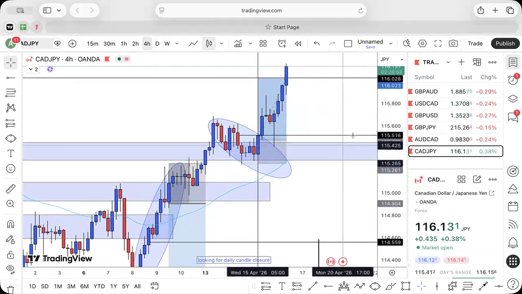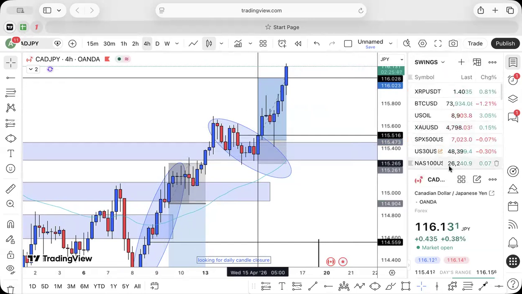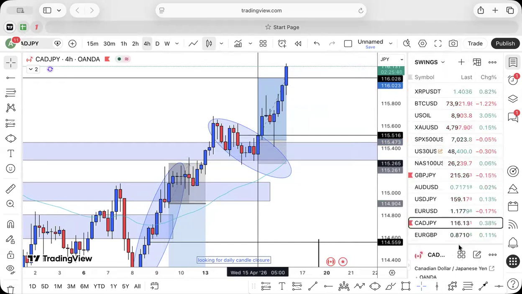So let's break down some other ones that we're looking at, and see what XRP and Bitcoin are doing and what that looks like.